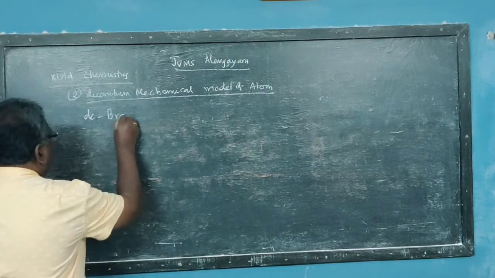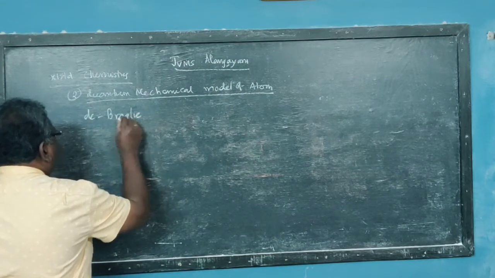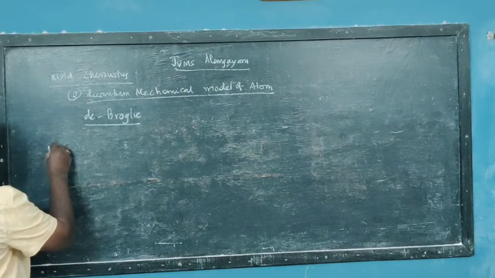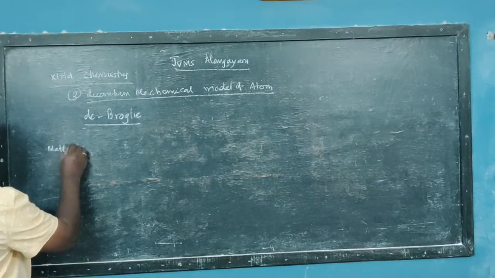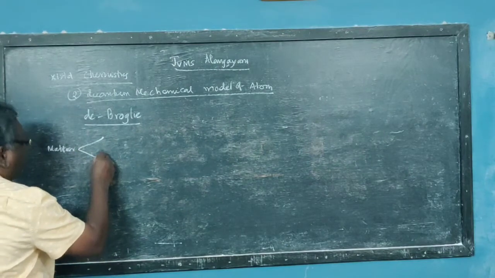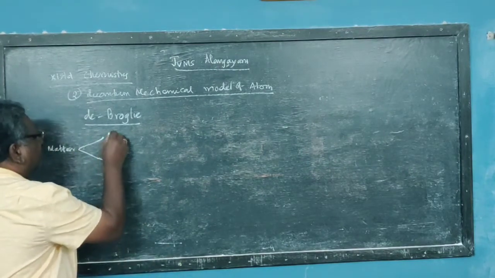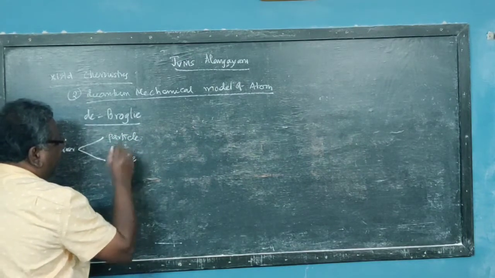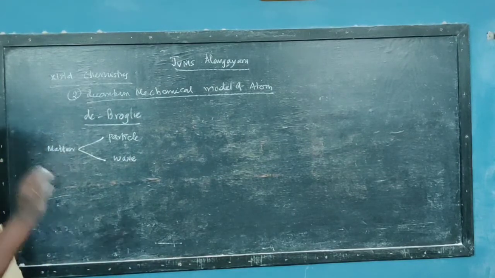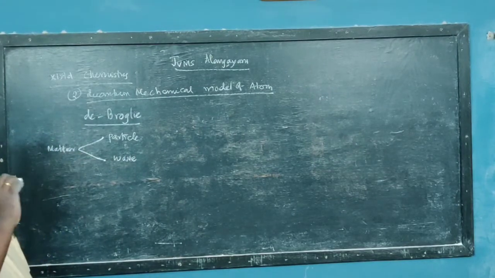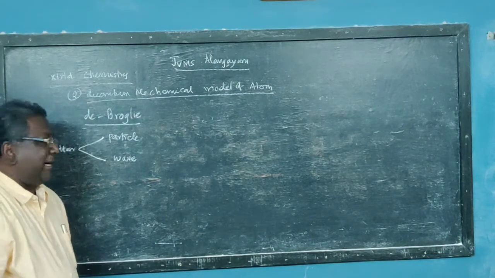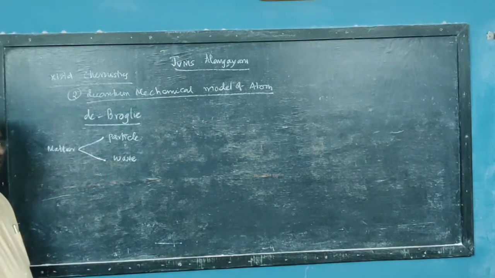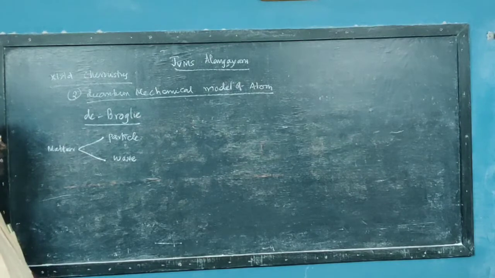So de Broglie is a very important scientist who suggested that particles or matter has two characters. One is particle character, the other one is wave character, right? So if you throw this chalk, this is a matter that will produce the waves around it. That's called matter waves. So like that, every particle, whether it is proton, electron, neutron, or whatever may be the particle, it will have dual nature.